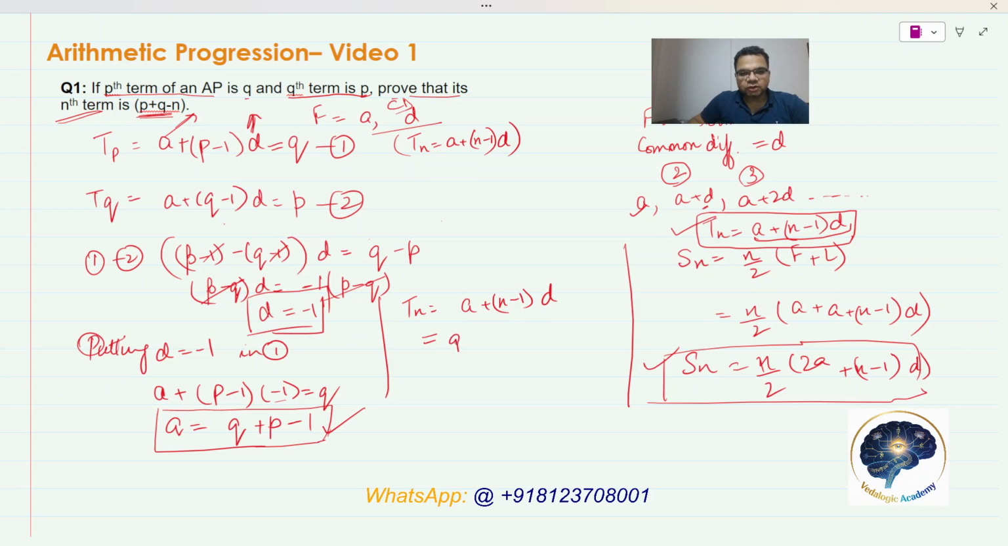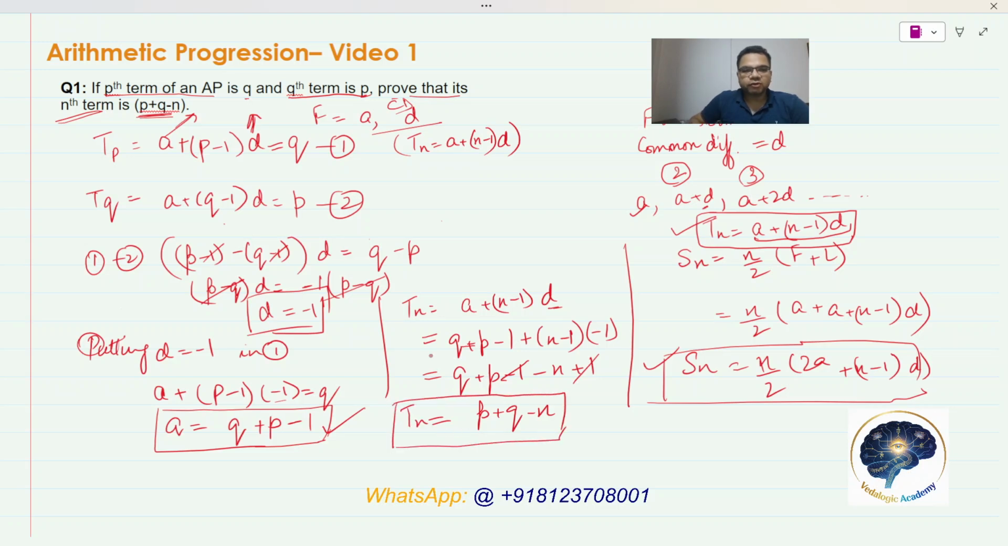So it becomes q plus p minus 1 plus (n minus 1) as is, and d is minus 1. So I'll put here minus 1, and now I'll open the bracket. q plus p minus 1 minus n plus 1. Minus 1 plus 1 gets cancelled. So what remains is p plus q minus n, and this is tn.